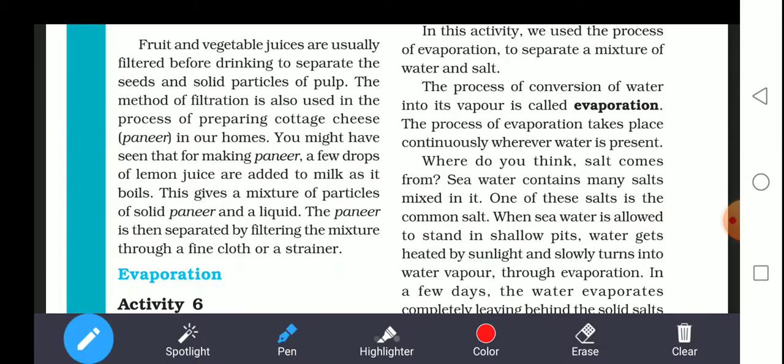What is evaporation here? Just underline this one. The process of conversion of water into vapor is called evaporation.